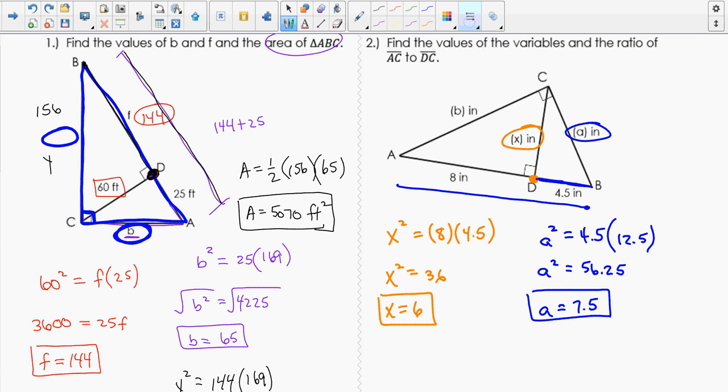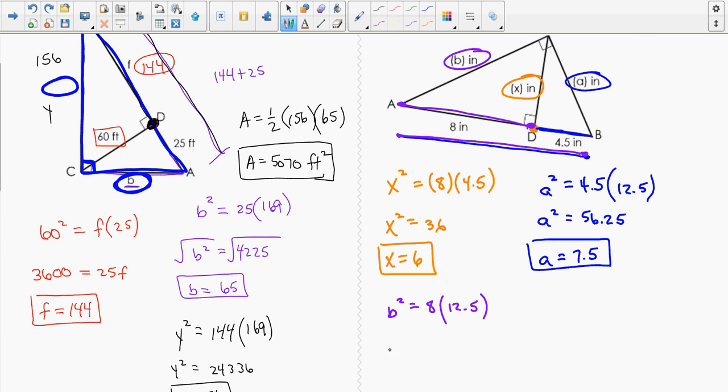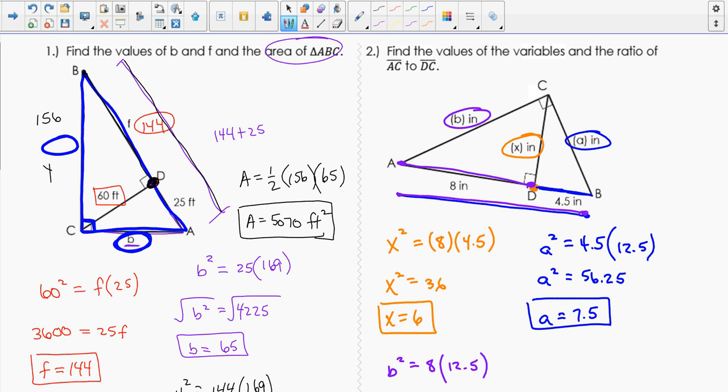Last one. If I want to solve for B, that's also a leg, but this time the short adjacent side is from here to here. So I'm going to do B squared equals, the short adjacent side is just 8, and the long adjacent side goes from A all the way to B. So times 12.5. So this is B squared equals 100, which means B equals 10. Okay, so I figured out A, B, and X.